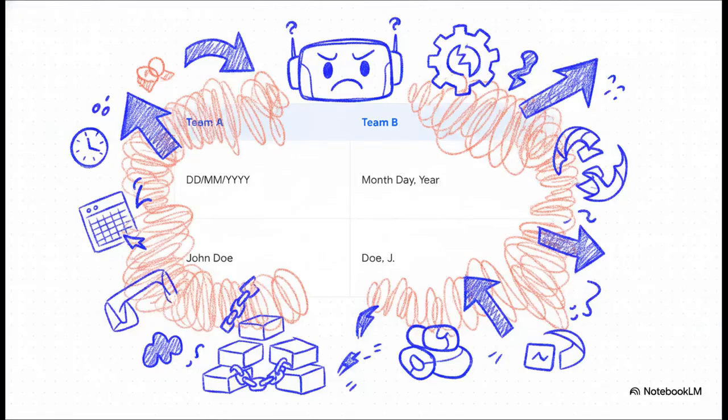Listen, there is a golden rule in data science you absolutely need to know. You cannot automate garbage. It honestly doesn't matter how expensive or how sophisticated your software is. If your underlying data is a messy, inconsistent disaster, the automation instantly breaks.